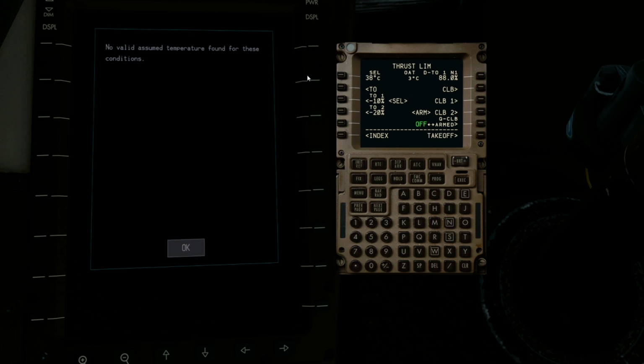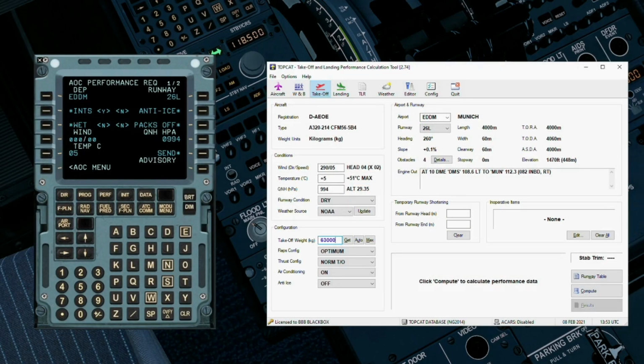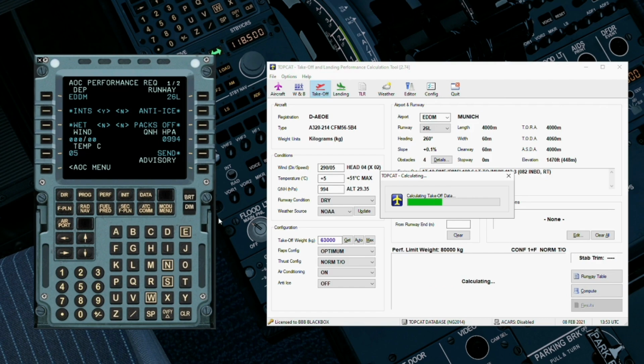It says no valid assumed temperature found for these conditions. And so then you would try takeoff 1. If you get the same message again, well, then go with full takeoff thrust. The good thing is a lot of add-ons these days come out with an integrated takeoff performance module, be it in the EFB or in the MCDU, like here in FS Labs. Otherwise, there is other software out there. Sometimes you can use TopCat, for example, or maybe you can find a calculator online on the internet.